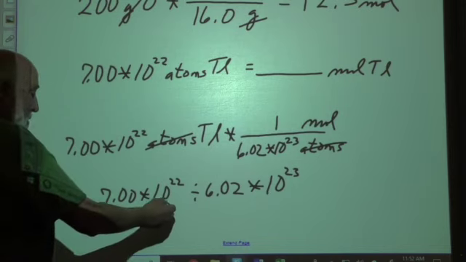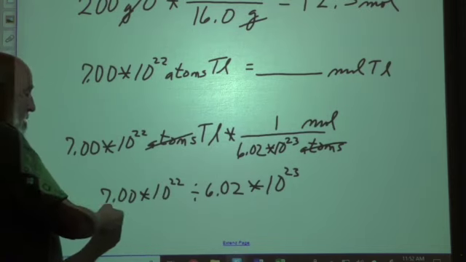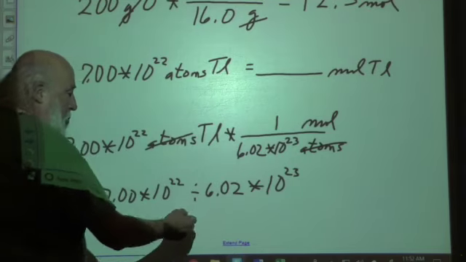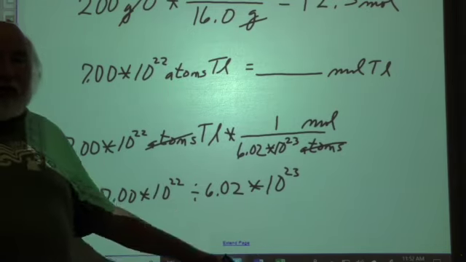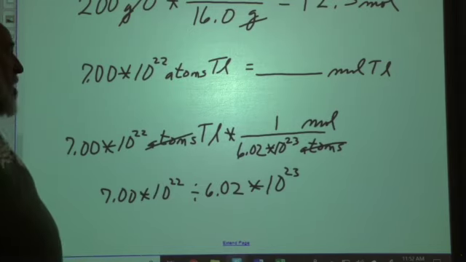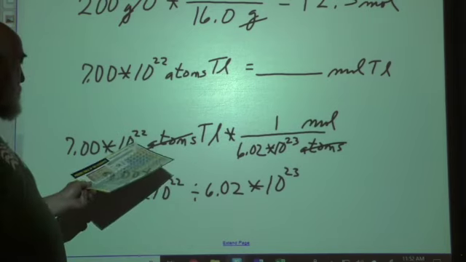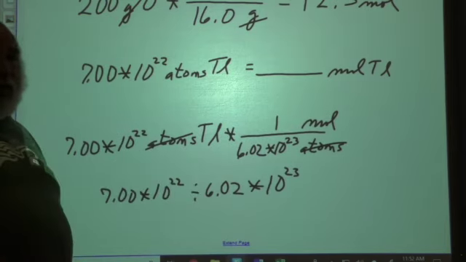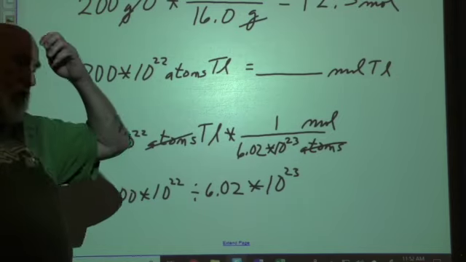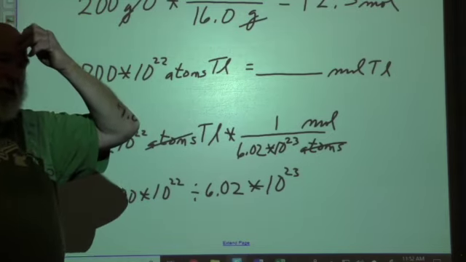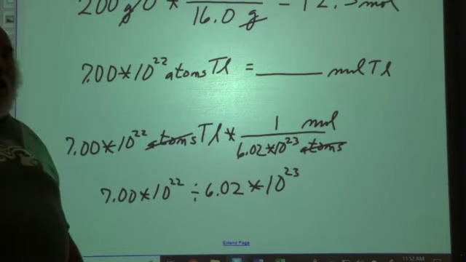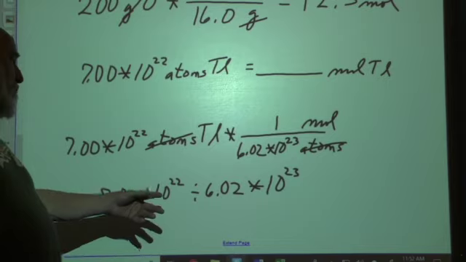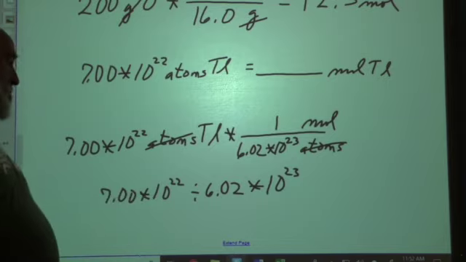So this calculator is thinking, you want to take this number here, divide it by 6.02, and then take that answer and multiply by 10 to the 23rd, and you're going to get an answer of 10 to the 46th power. No. Look, 10 to the 22nd divided by 10 to the 23rd, if you know your rules of exponents that are being divided, you subtract the exponents. 22 minus 23 is negative 1, not 45. So we're going to have to do something different.